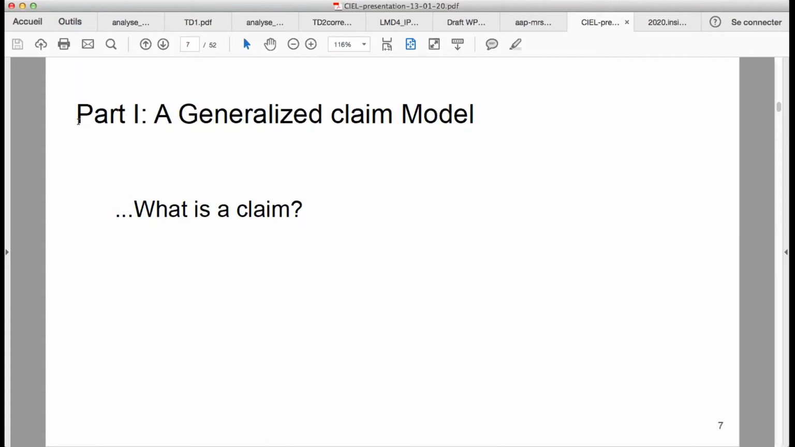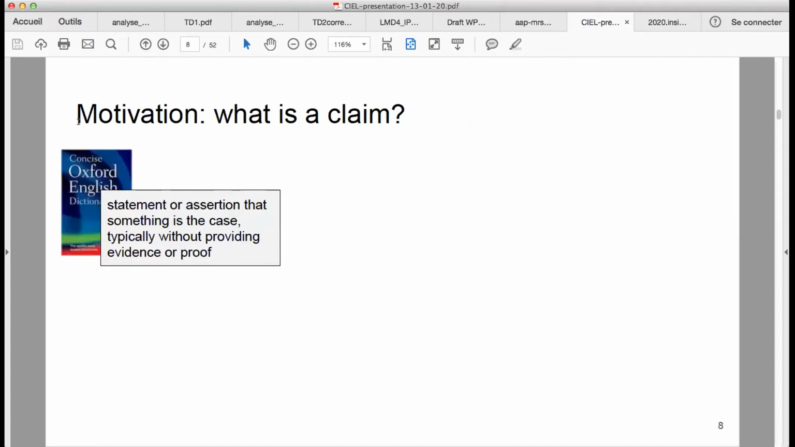So first of all, let's start with this very simple question. We're talking about claims. What is it that we call a claim? The fact is that there is little agreement about the definition of this more or less simple notion, at least intuitively. If you look at the Oxford English Dictionary, you will find a definition which goes like: it's a statement or assertion that something is the case, typically without providing evidence or proof.